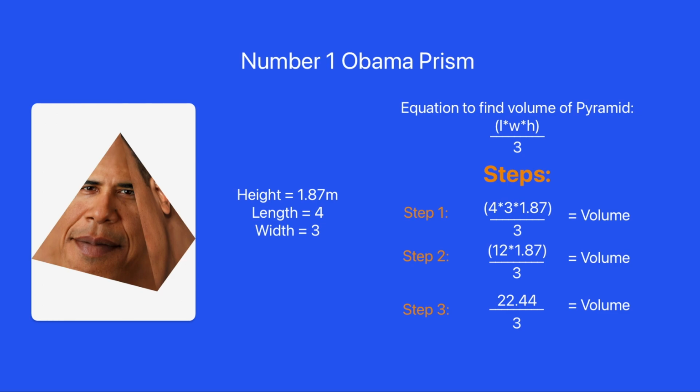Our third step is to multiply 12 by the decimal, so 12 times 1.87 gets us 22.44. It's a lot easier to do the decimal now because we are nearly done with the equation. Our final step is to do 22.44 divided by 3, which gets us 7.48, which is now our final answer for the size of the Obama Prism.